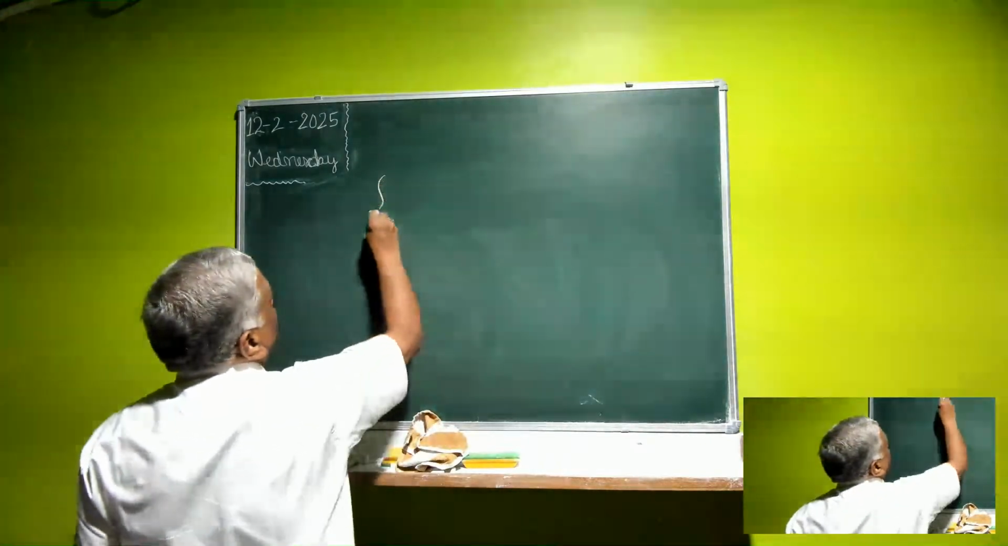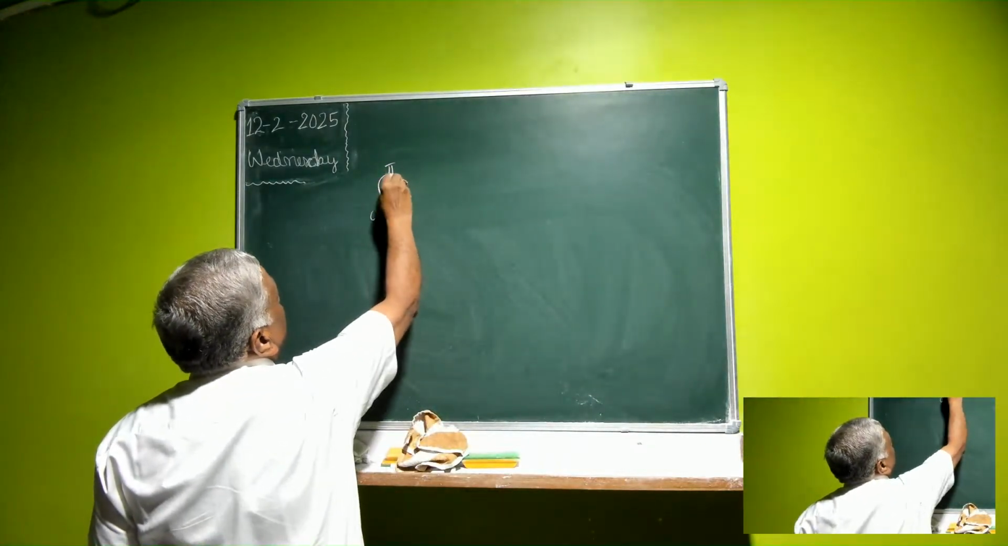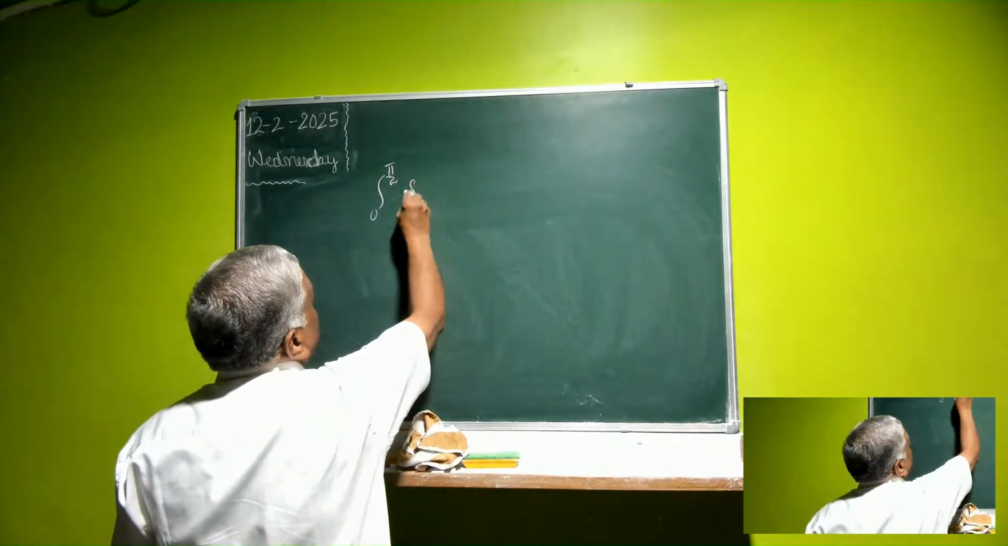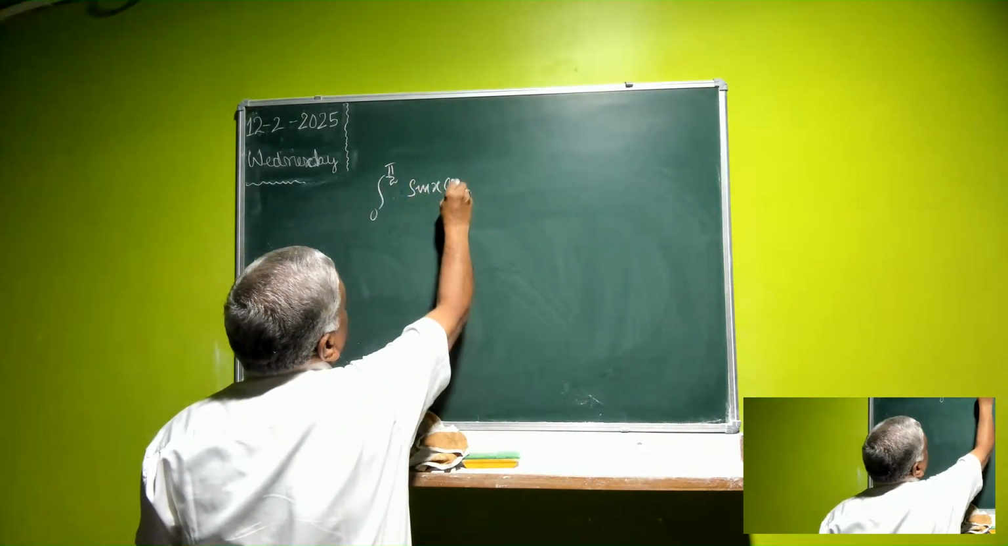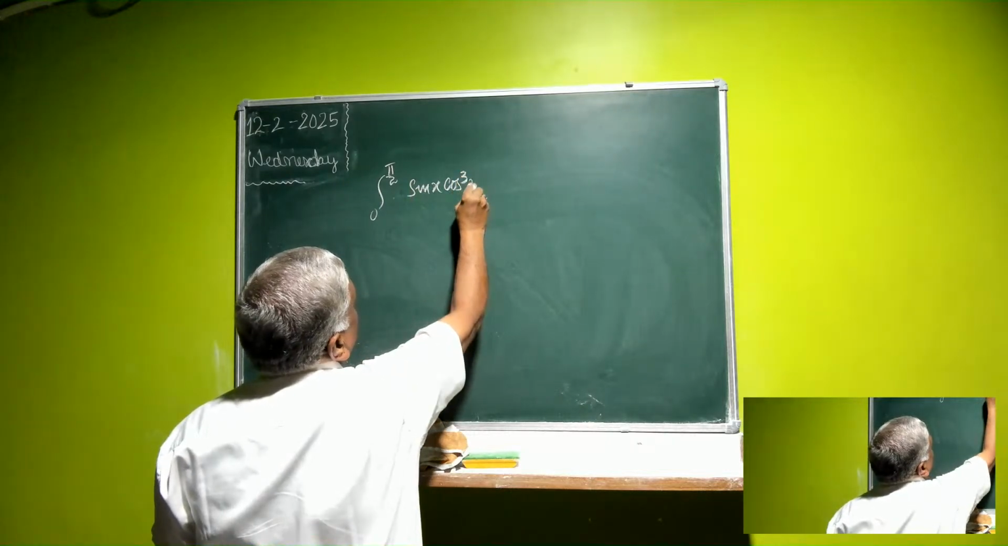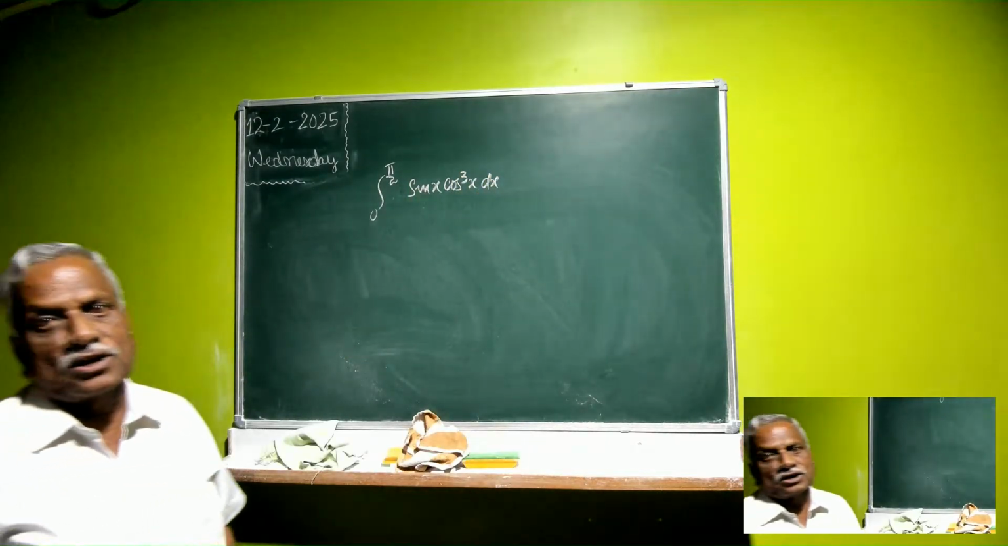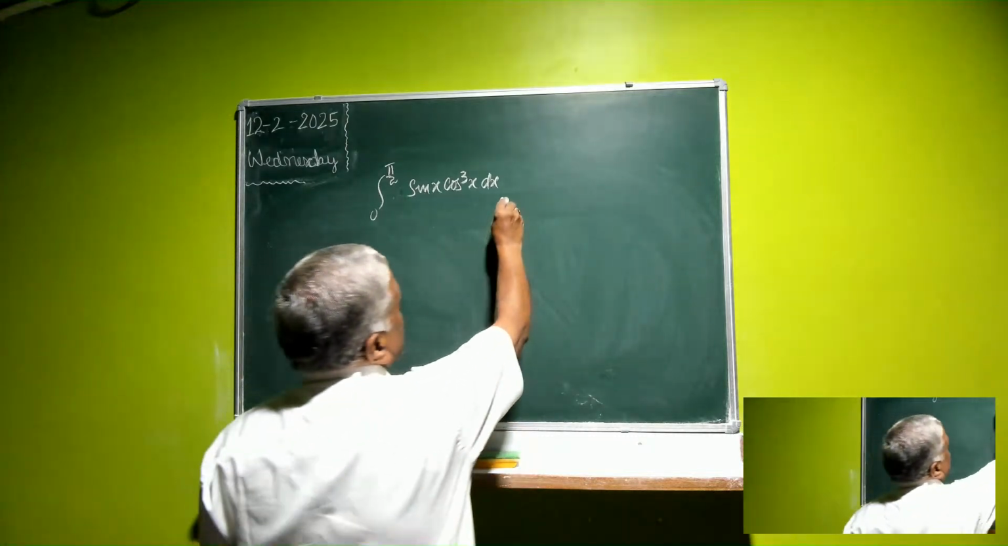Integral 0 to pi by 2, sin x into cos cube x dx. So the power is on cos, so put cos x equals t.